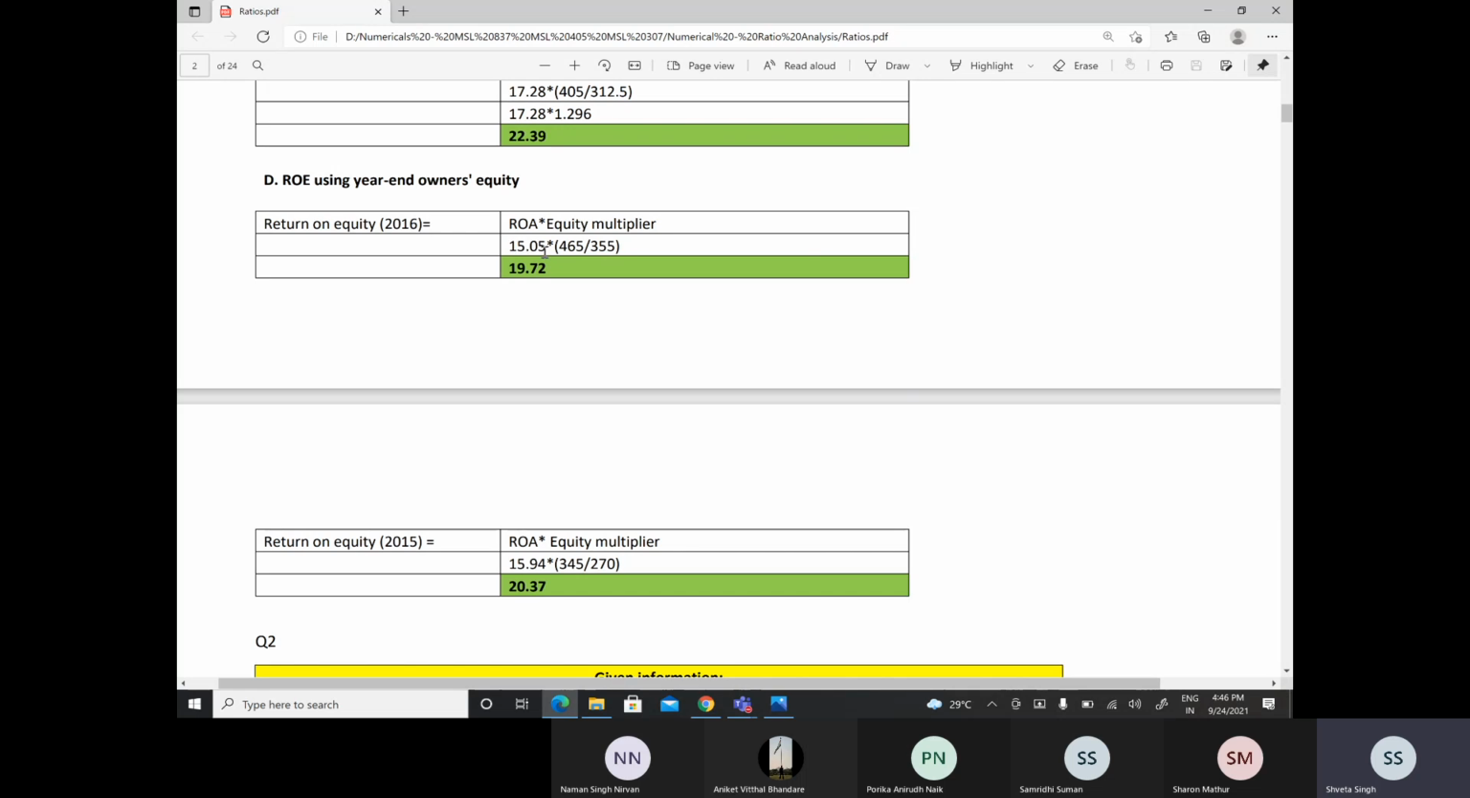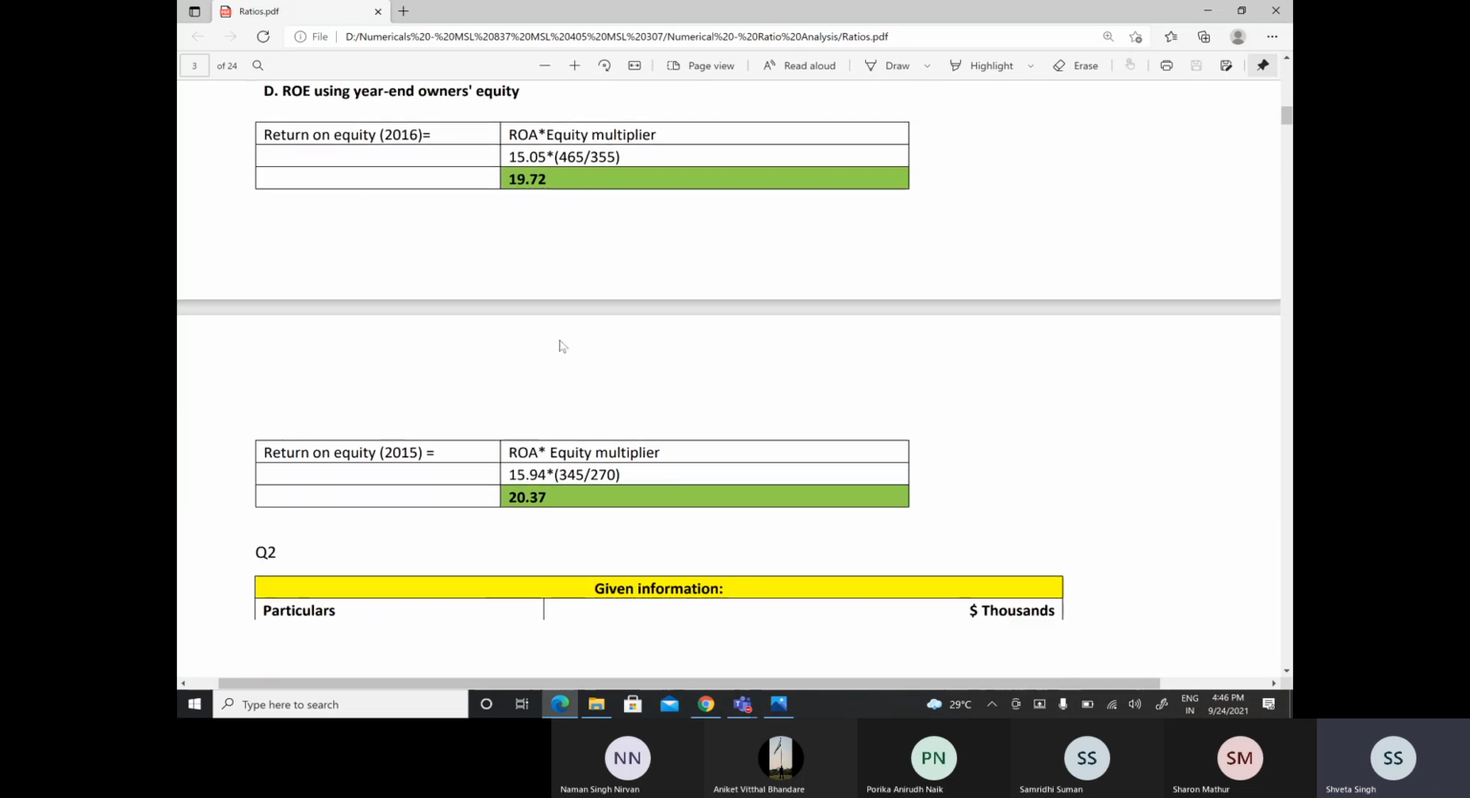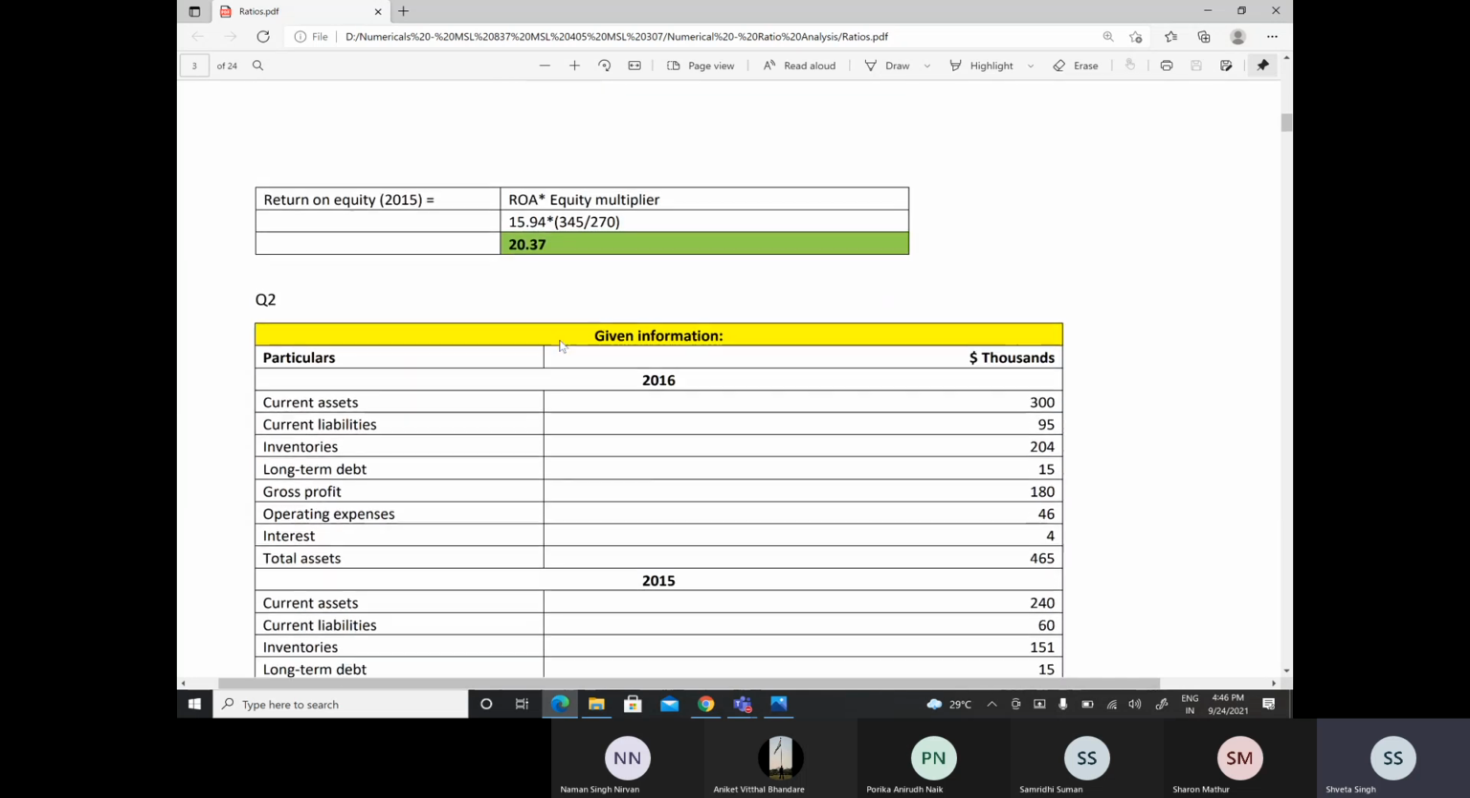So this is 15.05 into 465 divided by 355, which is 19.72 in 2016. And the ROE calculated in 2015 is ROA into equity multiplier, that is 15.94 into 345 by 270, that is 20.37. So as all of you can see, these are very direct formula based kind of numericals. You just have to remember which ratio you're calculating and how you calculate it, and just use the data given in the tables to calculate the ratios. Okay, so very easy.